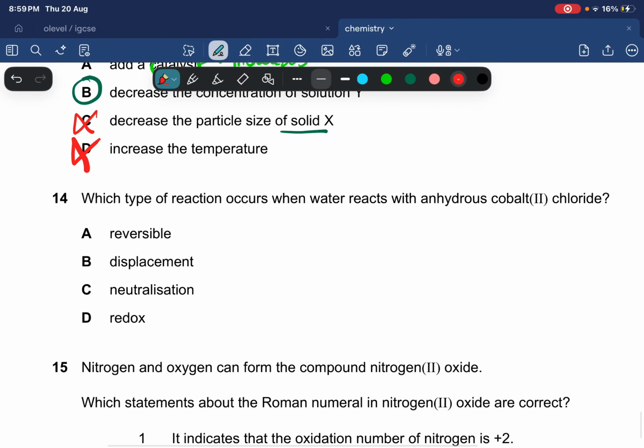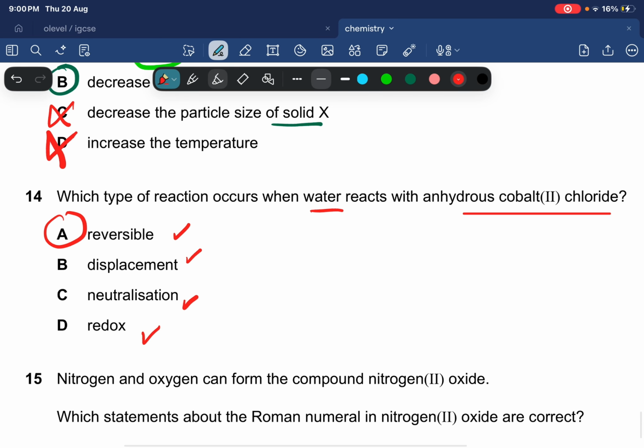Which type of reaction occurs when water reacts with anhydrous cobalt(II) chloride? Reversible, displacement, neutralization, redox. Reversible. Why? Because this is anhydrous cobalt(II) chloride. Anhydrous means that it lacks water, so basically there is no water in it. If I add water to it, cobalt(II) chloride, you should know, is blue in color. So let me just draw it in blue.